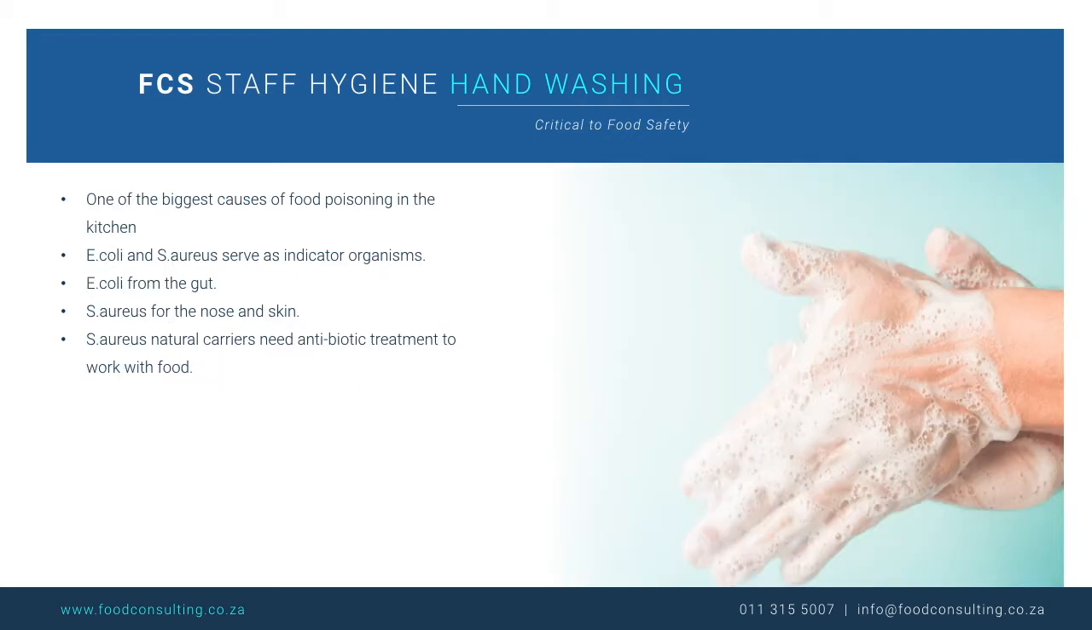One of the biggest causes of food poisoning in the kitchen and at home are hands that are contaminated with harmful bacteria. Kitchen hygiene consultants are mainly concerned with 2 types of bacteria, E. coli and Staphylococcus aureus. These bacteria are known as indicator organisms that will alert us to unhygienic practices. This is because E. coli occurs naturally in the human gut and tells us that the possibility of unwashed hands after using the ablution facilities has taken place.